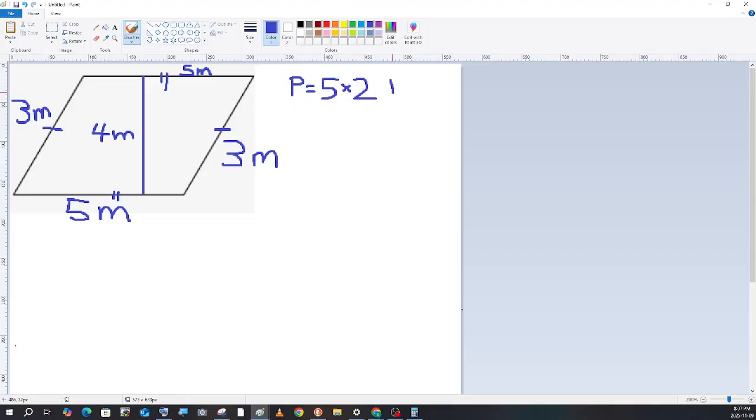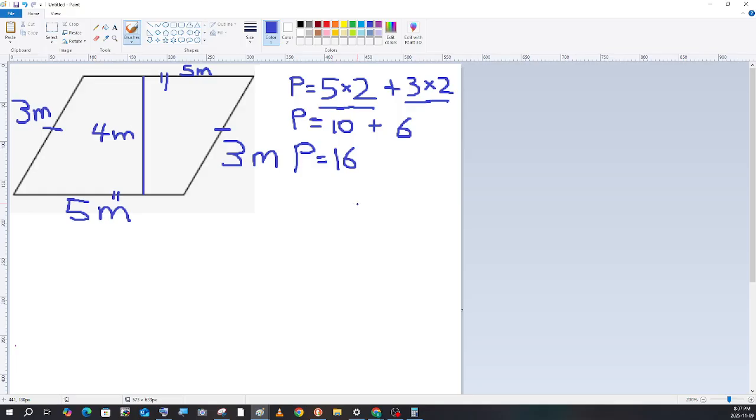Okay, and to that I'm going to add the length of the short side times 2. So I'm taking each side length and timesing it by 2, and then adding those results together. 5 times 2 is going to give me 10, and 3 times 2 gives me 6. So I'm going to go 10 plus 6, which equals 16 in this case. So my perimeter will be 16, and I'm done.